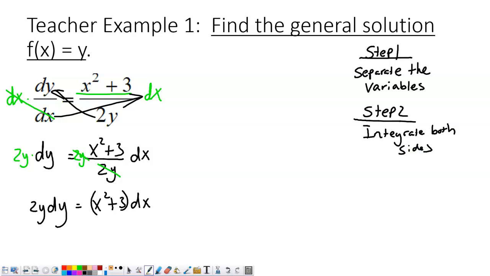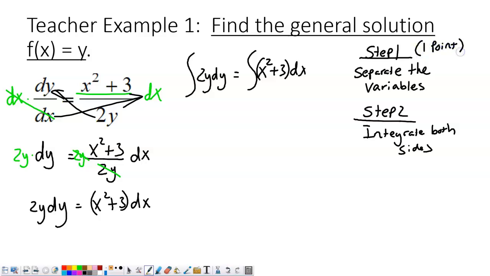So now we're going to integrate 2y dy, and we're going to integrate x squared plus 3 dx. Okay? We're going to integrate both sides. Now this one, remember I told you step 1 was worth 1 point. Step 2 is worth 2 points. You get 1 point for integrating each side. Since there's 2 sides, you get 2 points.